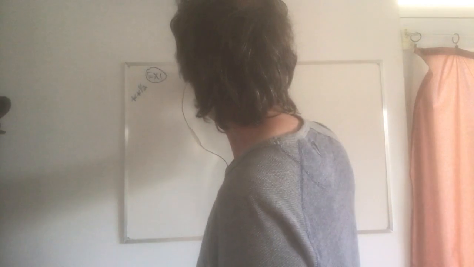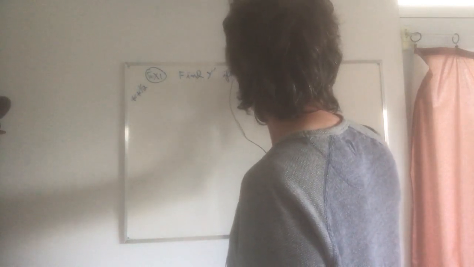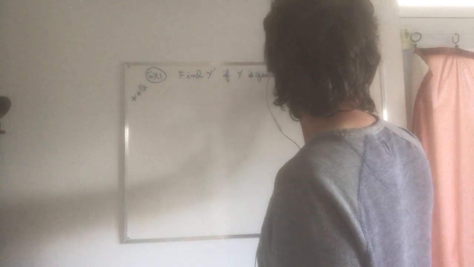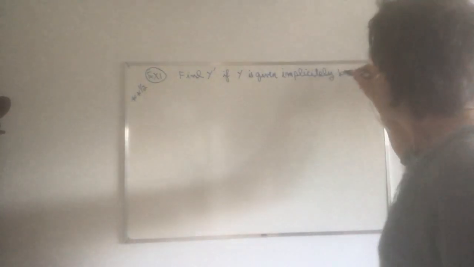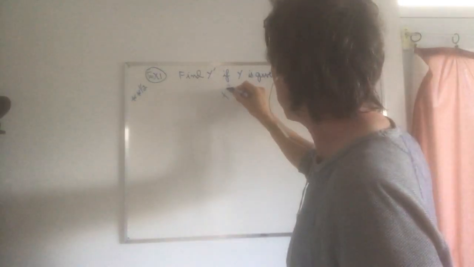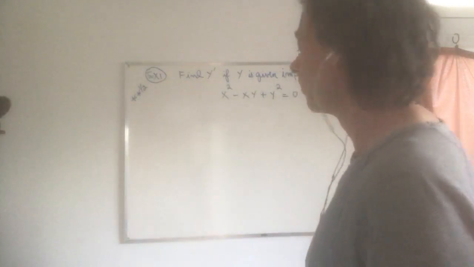Example 1. Consider this, if you're taking note of the star rating, this is 2.5 stars. So find y prime if y is given implicitly by, what is it that we had? x squared minus xy plus y squared equals 0.